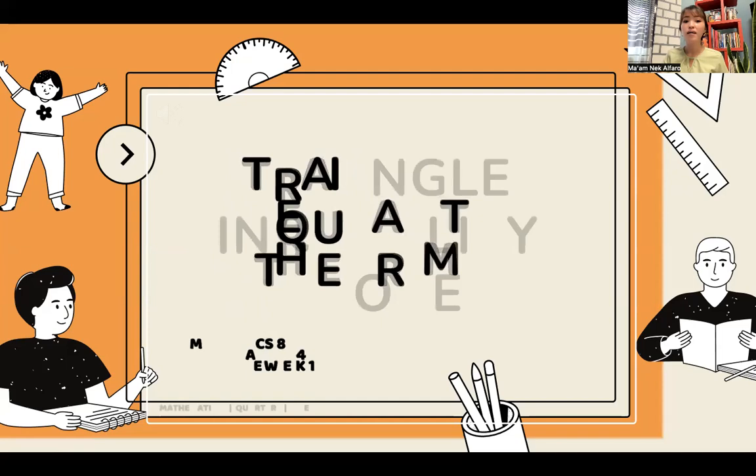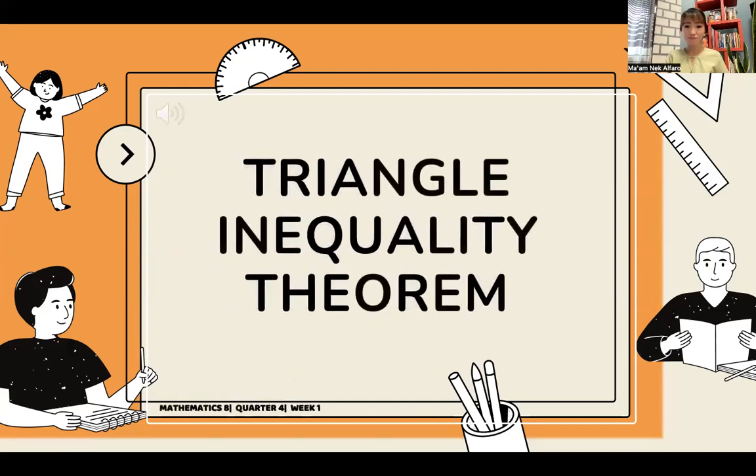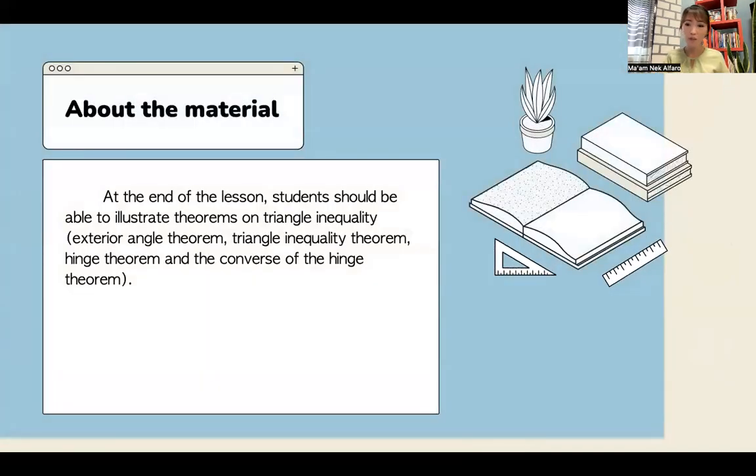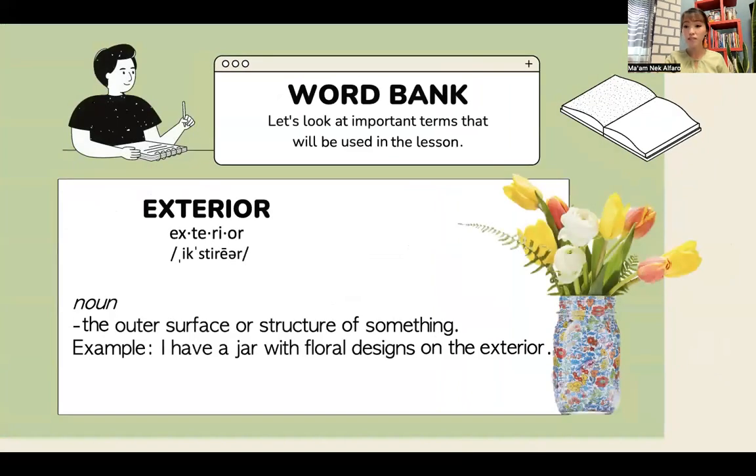Let's talk about triangle inequality theorem. At the end of the lesson, you students should be able to illustrate theorems on triangle inequality, including the exterior angle theorem, triangle inequality theorem, the hinge theorem, and the converse of the hinge theorem. And now, to unlock some difficulties that we may encounter about this lesson and how these words or terms are used in real life, let's have our word bank.